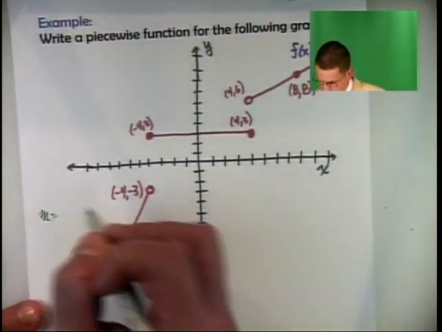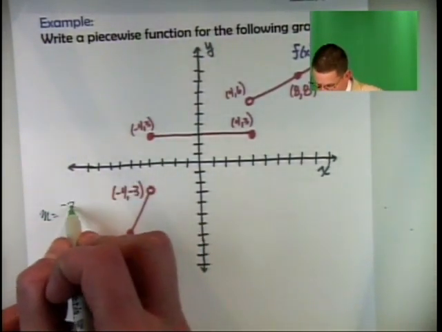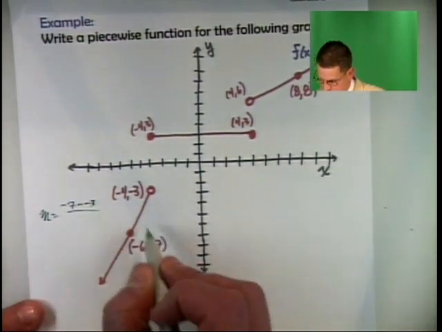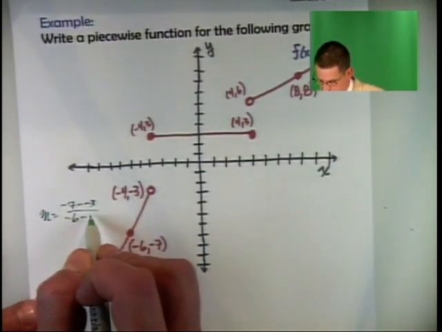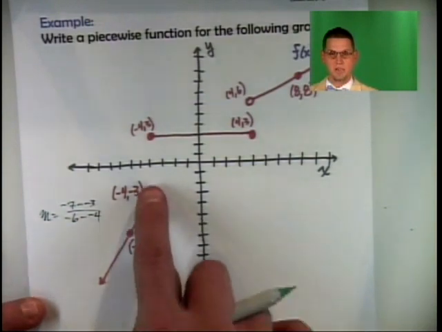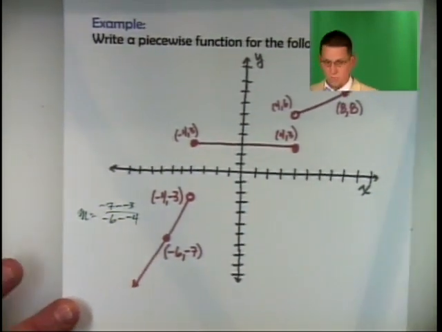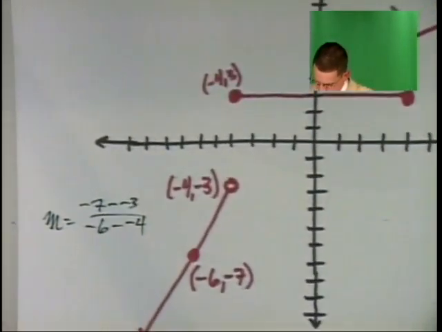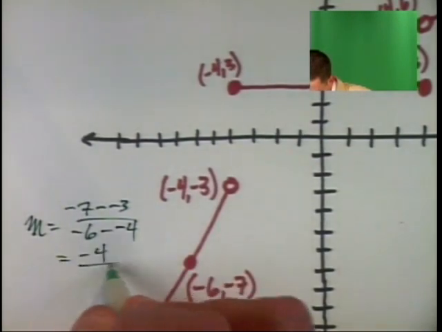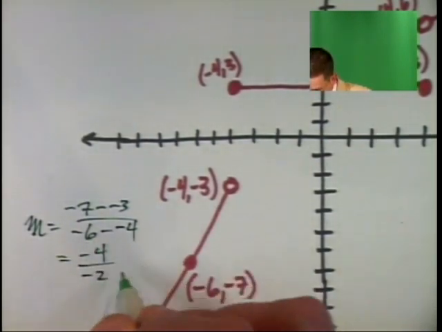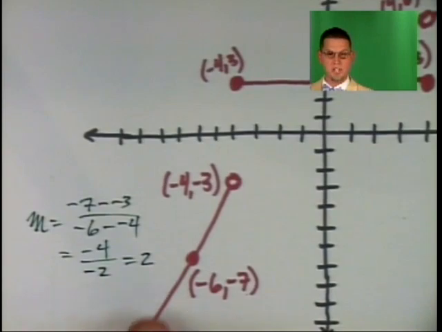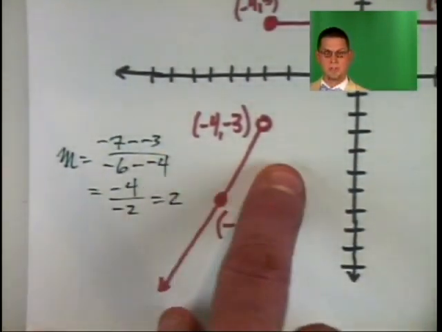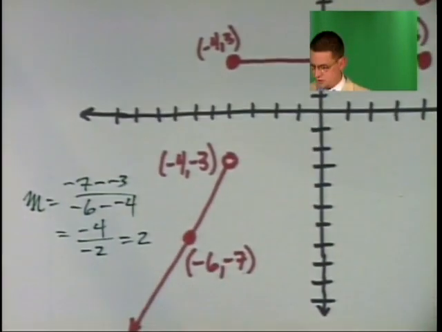So the slope is going to be the change in the y's, which is -7 minus -3, over -6 minus -4. Change in the y's over change in the x's. And what does that give me? That gives me -4 over -2, which is 2. That's reasonable. This graph rises 2, runs 1, up 2 over 1 to the right.